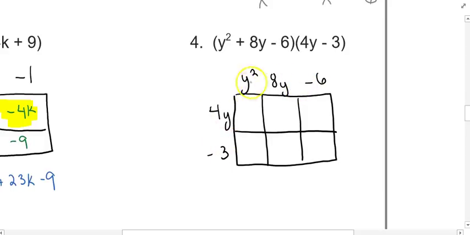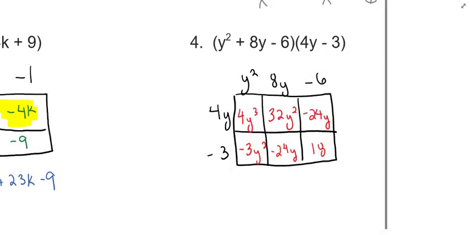Okay, so 4y times y squared, well, it's going to be 4, and then y times y squared is y cubed. And then 4y times 8y, 4 times 8 is 32, y times y is y squared. 4y times negative 6, well, negative 6 times 4 is negative 24, and then just a y. Y squared times negative 3 is negative 3y squared. Negative 3 times 8y, negative 24y. And negative 3 times negative 6 is a positive 18.